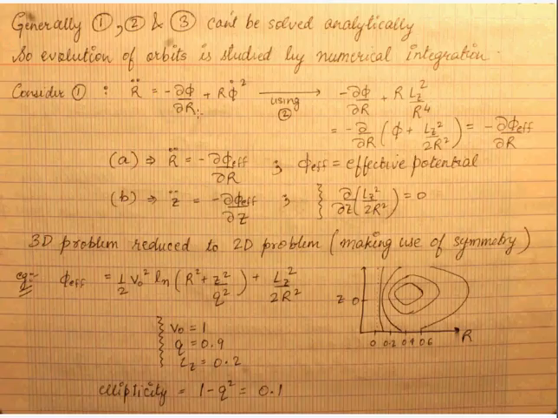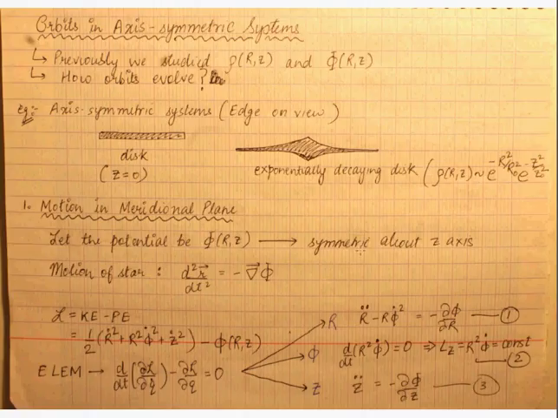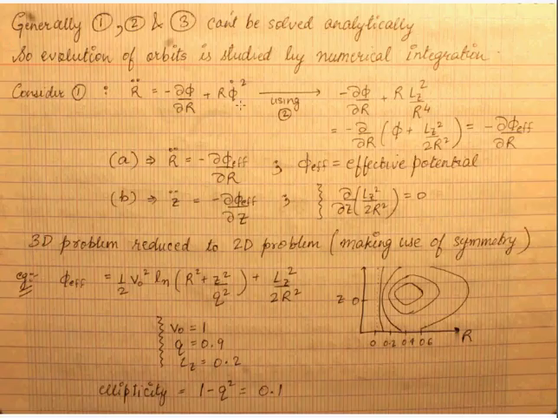Now let's consider equation 1 that we had. So r double dot equals minus del phi by del r plus r phi dot square. Using equation 2, which defines the z component of angular momentum as r square phi dot, in equation 1, we get minus del phi over del r plus r times Lz square over r to the power 4. I missed a step, but it's a straightforward one: these two terms can be written as minus del over del r of this total term, right?